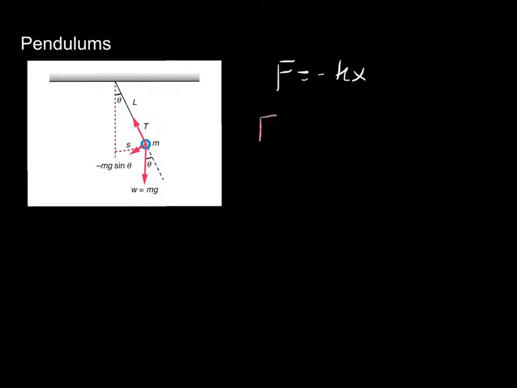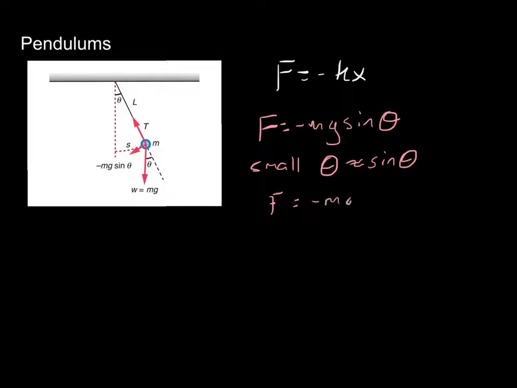So if F is going to be negative mg sine theta, we want to see how that matches up to Hooke's law. Well, for small angles, and by that we mean less than 15 degrees, theta is approximately equal to the sine of theta. So for small angles, we can rewrite this as F equals negative mg theta. So that's a good start.